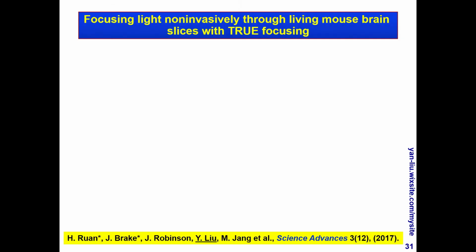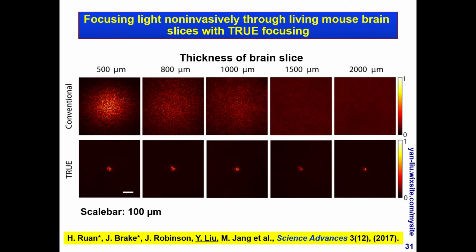We show that we can use true focusing to focus light non-invasively through highly scattering brain slices. These images show the light intensity distribution through living brain slices of different thickness with and without using true focusing. Compared with conventional focusing, true focusing maintains a focal spot size of 30 micron, even through 2 millimeter thick brain slices. We can use this focal spot to do optogenetics, meaning to excite neurons.